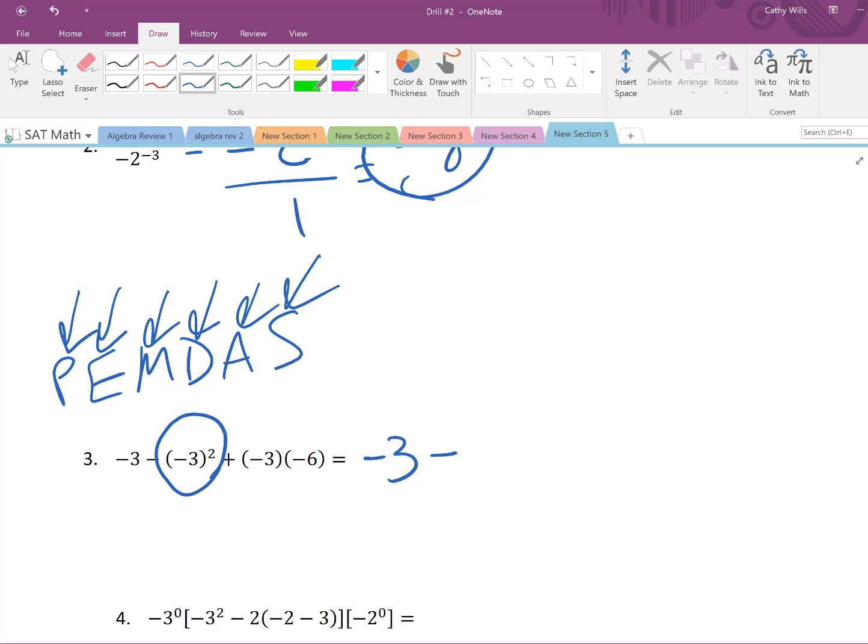All right, so you've got (negative 3) squared. The negative 3 is inside the parentheses. The square is outside the parentheses. That means you're multiplying negative 3 by negative 3. So negative 3 times negative 3 is positive 9. So this is 9.